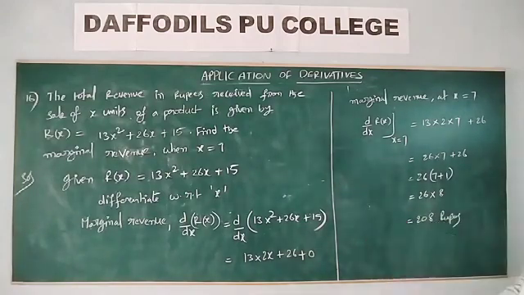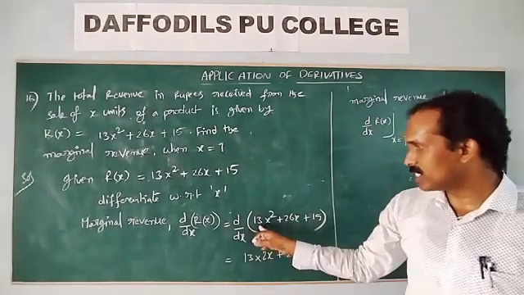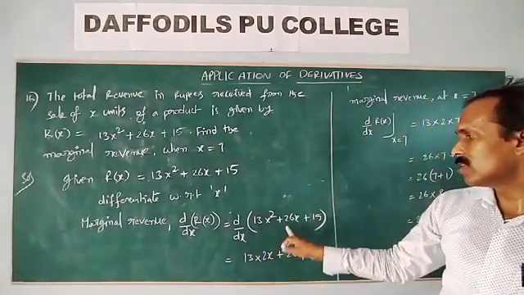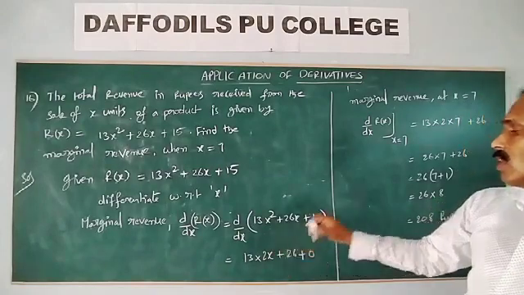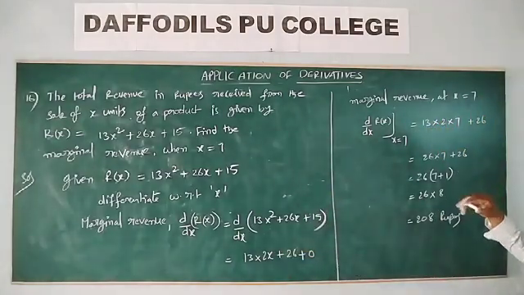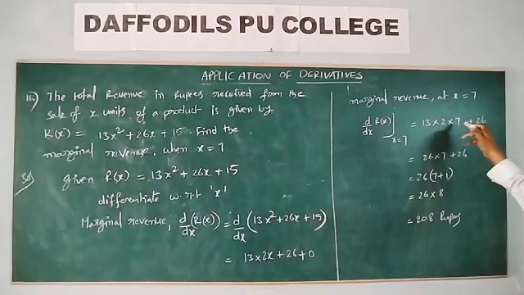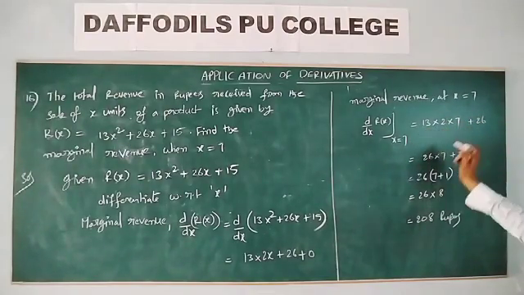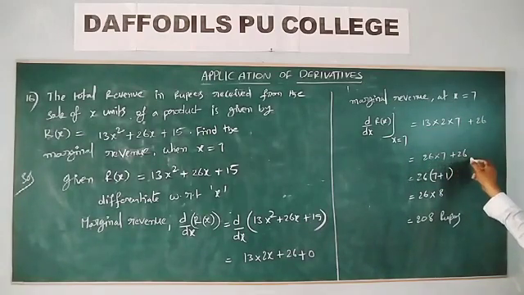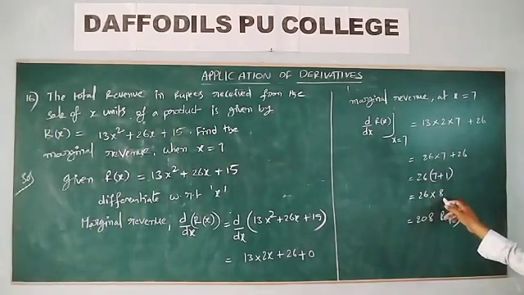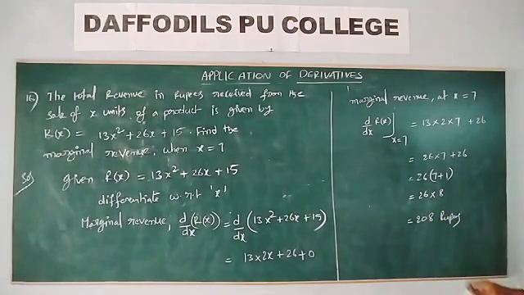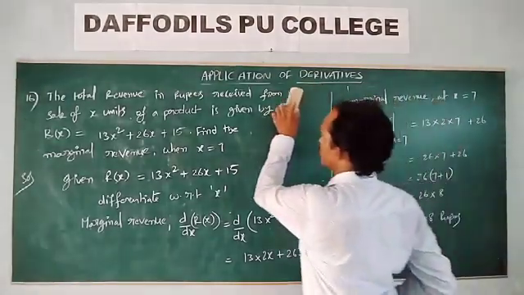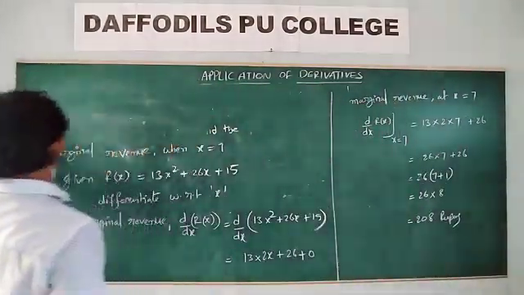The given equation is 13x square plus 26x plus 15. After differentiating, that is 13 into 2x plus the derivative of 26x, which is 26. So the marginal revenue at x is equal to 7 is 13 into 2 into 7 plus 26, which is 26 into 7 plus 26. Taking 26 common, 7 plus 1 is 8. So 26 into 8 is equal to 208 rupees. This is the answer. Right.